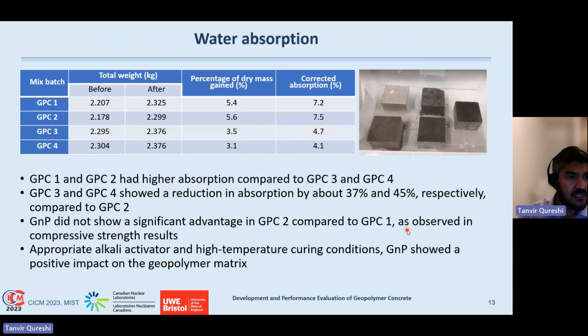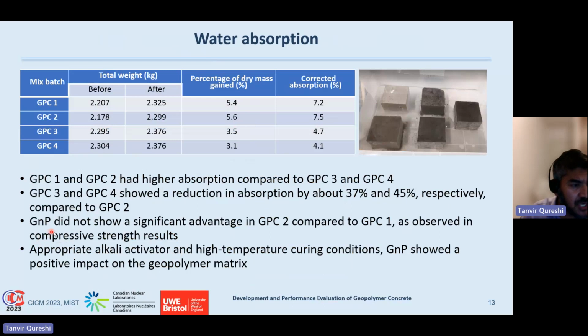The water absorption results suggest that chronologically from the GPC1 mix to GPC4, the absorption content has lowered in percentage from 0.54 to 0.31. So GPC3 and 4 showed reductions in absorption of about 37% and 54%, respectively, compared to GPC2, which is a respectable gain in the density of the composite systems as well. And then you can see, of course, this is positive.